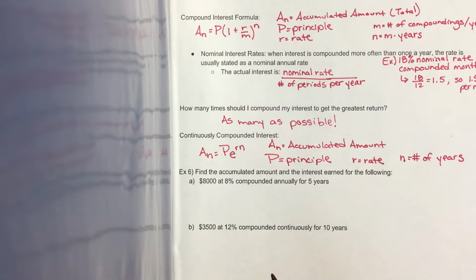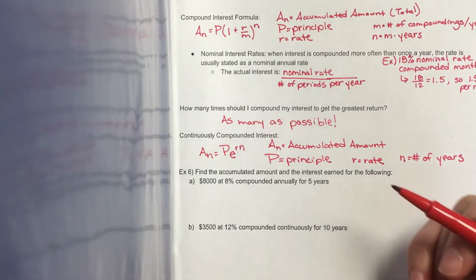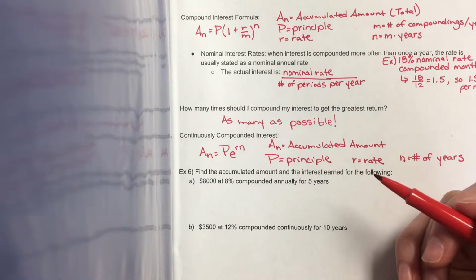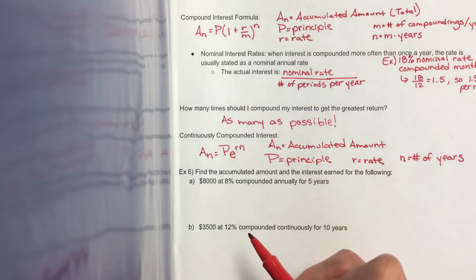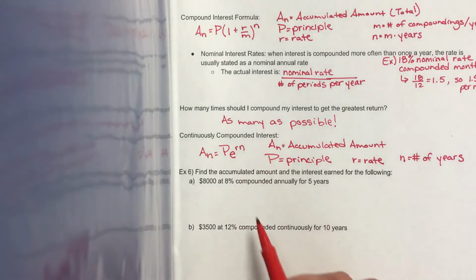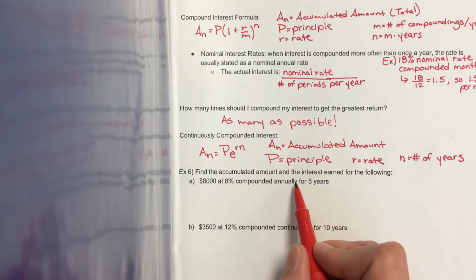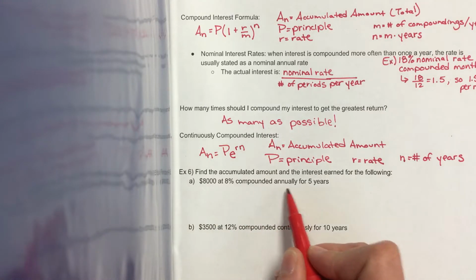So what we're going to do now is just a few examples with compound interest. So we're going to identify all our pieces and plug them into either of our formulas. If it gives me how many times I compound in a year, we use the compound interest formula. If it says continuously compounded, we use the continuously compounded interest formula. So for number 6, it says find the accumulated amount and the interest earned for the following. 8,000 at 8% compounded annually.